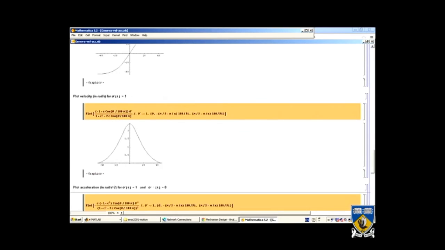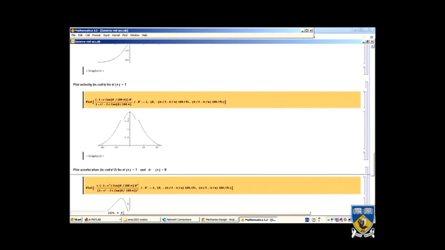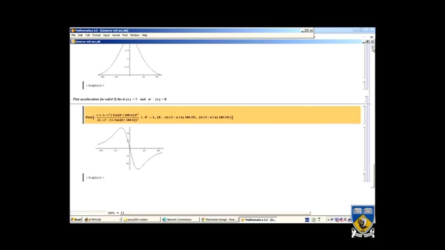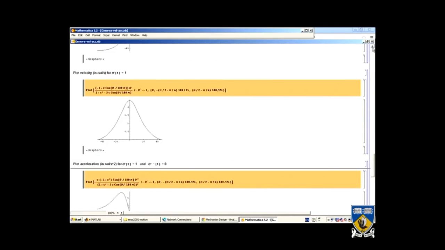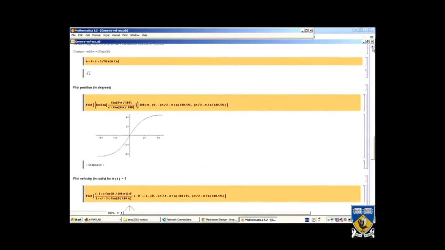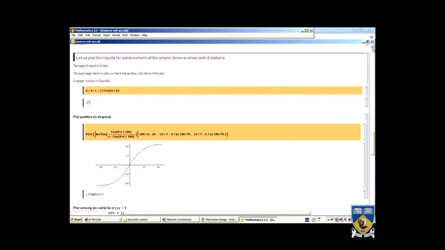Now, we can do the same calculations for a four-station Geneva wheel. So the one that we saw in the pictures. Okay, so not 20 stations, but 4 stations. So everything the same except n now is equal to 4.